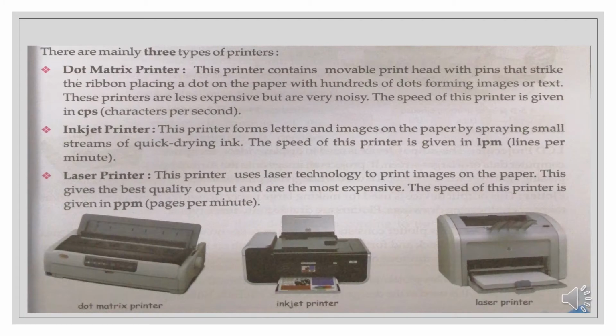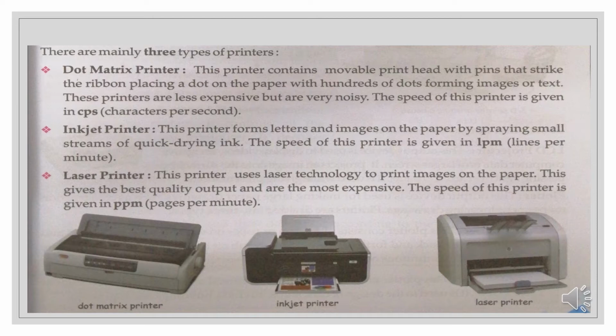There are mainly three types of printers. First one is dot matrix printer, second one is inkjet printer, and the last one is laser printer. The printing speed of dot matrix printer is measured in CPS, that is characters per second. Printing speed of inkjet printer is measured in LPM, that is lines per minute. And the printing speed of laser printer is measured in ppm, that is pages per minute.